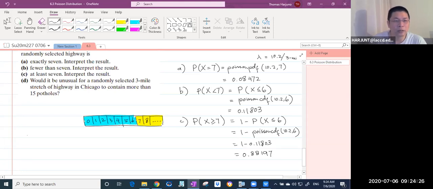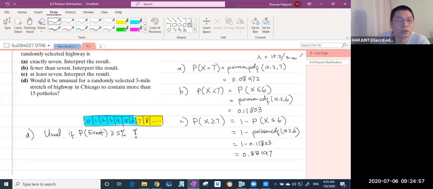Now, part D. Would it be unusual for a randomly selected 3-mile stretch of highway in Chicago to contain more than 15 potholes? To say it's usual or unusual: it is usual if the probability of that event is greater than or equal to 5%. Keep that in mind.